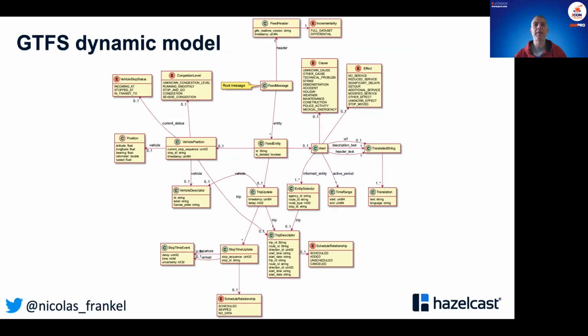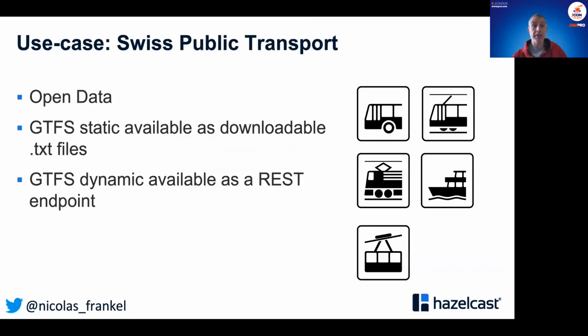And then you have this full-fledged dynamic model. You read this model, so you probably call a web service, and then you get this model. You see here, the root message is the feed message. There is a one-to-many relationship with a feed entity, and there is a chance you get the vehicle position, and you're done. It's easy. So I thought, wow, that's cool. Let's use that. There is a provider of open data in Switzerland regarding public transportation. It actually implements GTFS. That's the reason why I'm talking to you about it.